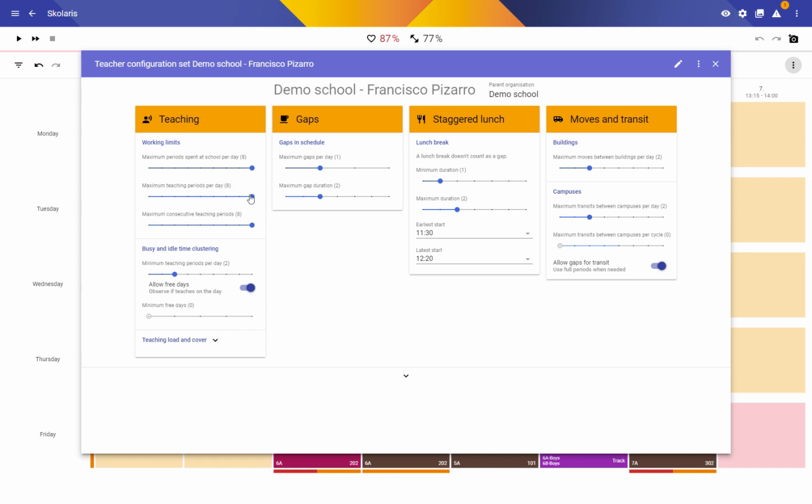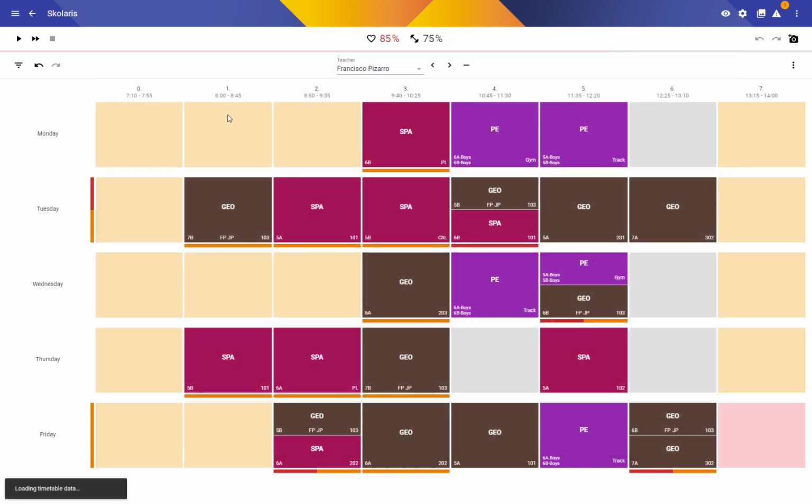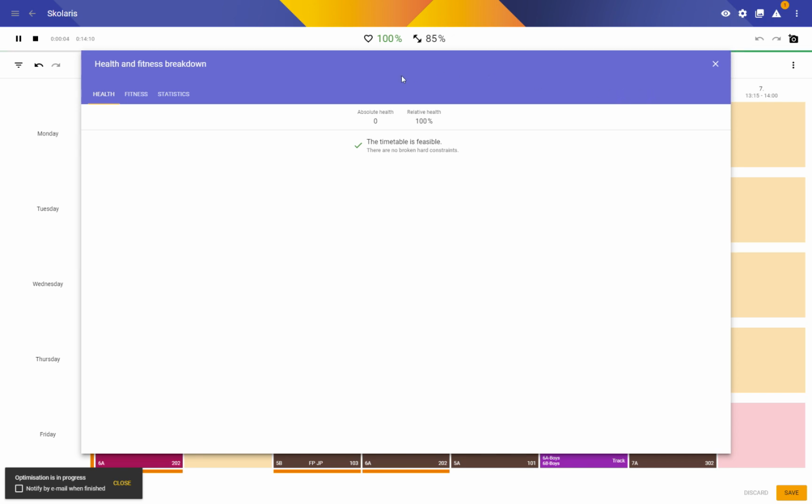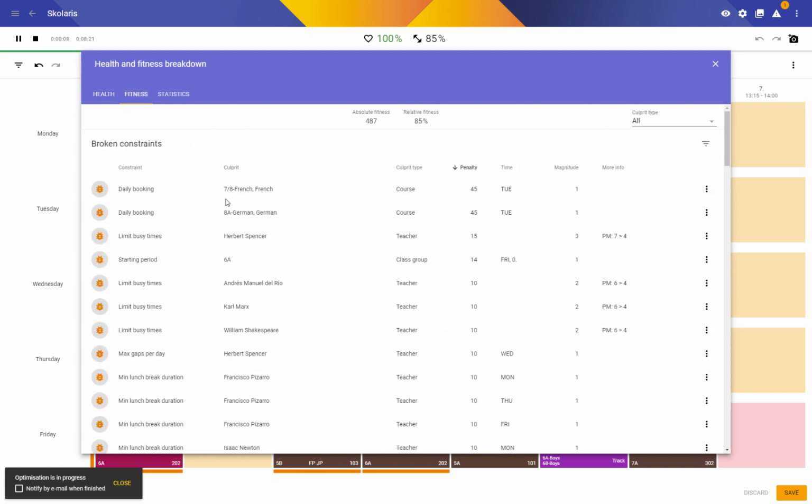Okay, so his configuration is not correct. Let's change it to maximum of 5 and maximum teaching of 6 per day. Let's save this. That's even worse. But let's try to eliminate all the problems. Okay, there we go again. That only took 5 seconds. That's better than I expected. So at the moment, we have a feasible timetable.